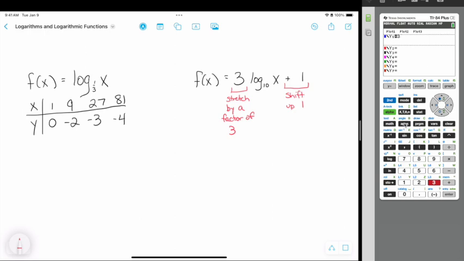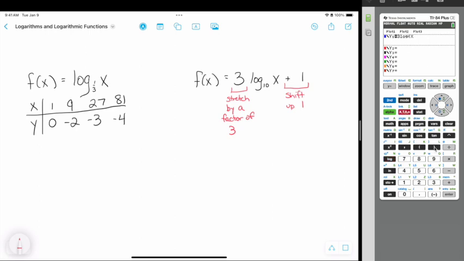Log base 10 is so common that we actually have a button on the calculator just for log base 10, and it's this log button right here. So when you see just plain log, that means log base 10. Now you can push the log base button like we've been doing and put in a little 10 there, and it's totally fine. But this log comes up so frequently and so commonly that there's a button for it. It's called the common log. There's a button for it that's just the log button.